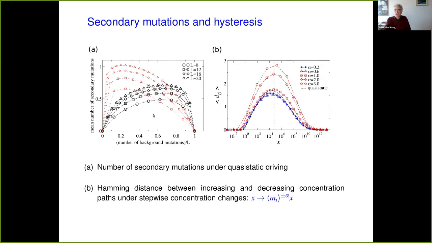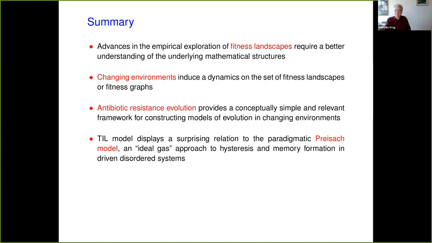Within the model, one can analyze the amount of hysteresis in more detail. One can look at how the number of secondary mutations scales with L, and also at how the degree of irreversibility changes if you change the protocol, in particular if you change the concentration in steps rather than quasi-statically.